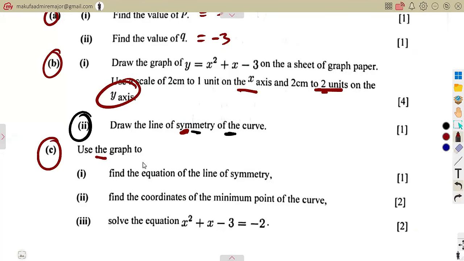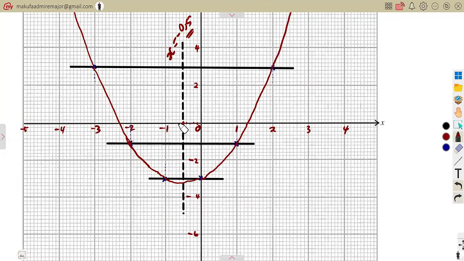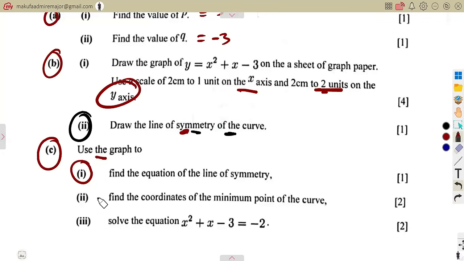Use the graph to find item 1, the equation of the line of symmetry. We just draw the line of symmetry of the graph, then find the equation of the line of symmetry. Already we have found our equation, so we've answered 2 questions at the same time here, to draw and the equation. Then item 2, find the coordinates of the minimum point of the curve.